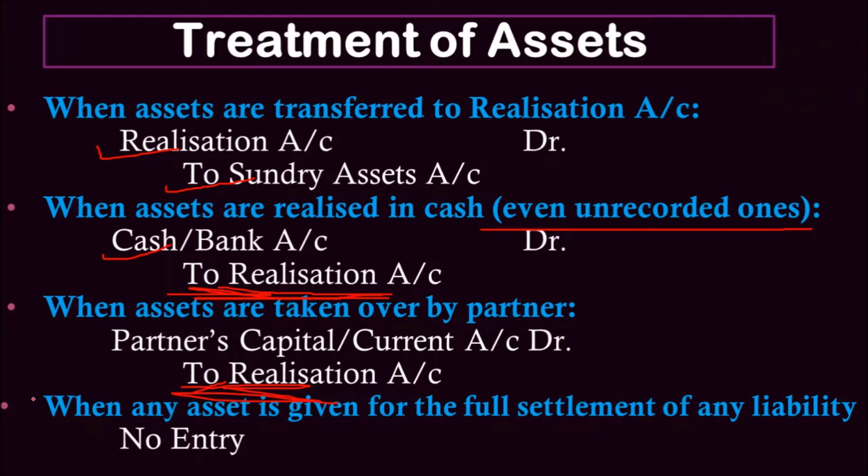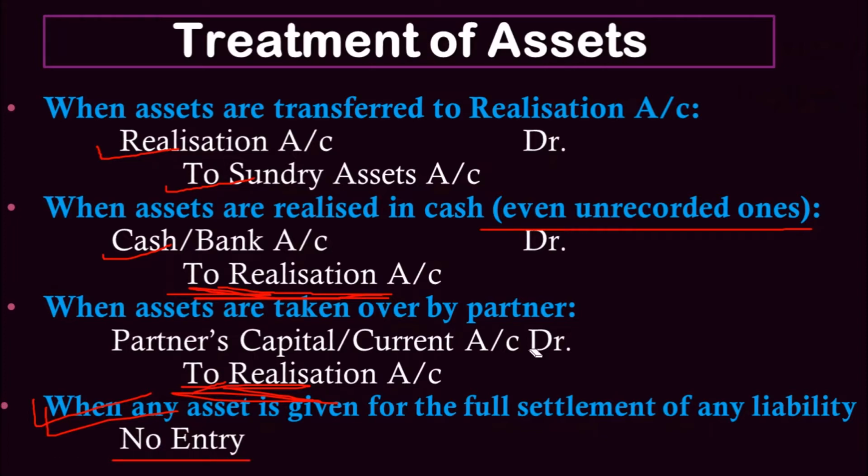When any asset is given for the full settlement of any liability, this is very much important, so be focused here. Sometimes, for example, we need to pay off the creditors and we just give him our machinery in full settlement. In that case, at one point we lost our asset and at another point we got free from our liability. So the effect is nullified and thereafter no entry is passed in the books.